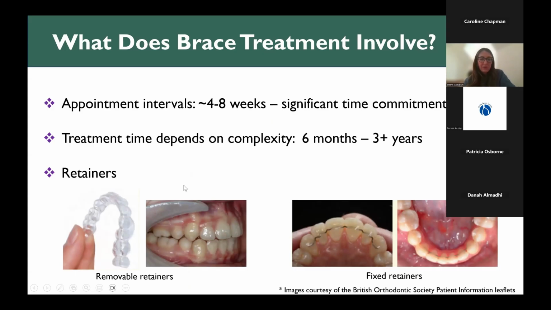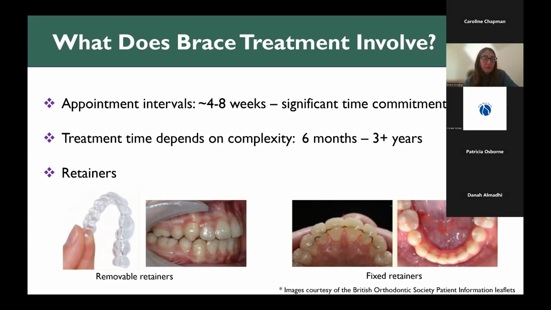So what does brace treatment involve in terms of how often you have to come to see us? That really depends on what sort of treatment you're having and how complex it is. But on the whole, you would come to see us every 4, 6, 8 weeks, something like that. We are aware that this is a significant time commitment for you, particularly if you have lots of other medical appointments, particularly if it means missing a whole day off school or a whole day off work in order to come all the way into a dental hospital, which is why we are keen to help treatment be provided more locally, because it will be more convenient for you.